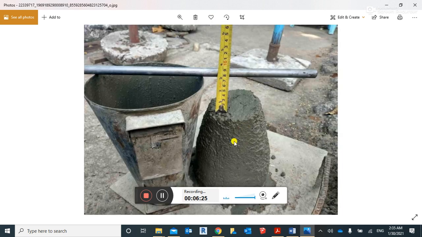Guys, this is an example. This is the slump cone test apparatus. See, once we remove the slump cone, then we measure the height of the slump. For example, in this example, the height is around 80 millimeter or 8 centimeter.